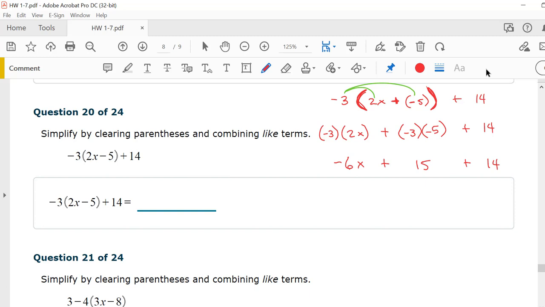Another thing to notice, see how I'm always working down, and these are expressions, so I have not used an equal sign. I don't like how they do this here and put that equal sign there. That's bad, but it is what it is. I'm just simplifying. I'm not solving anything. Okay, collecting like terms. I see just a number 15 plus just a number 14. I don't see anything that's like with an x, so I just keep that one. Negative 6x plus 15 plus 14 is 29.